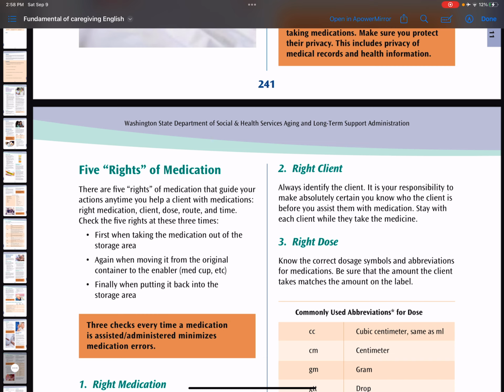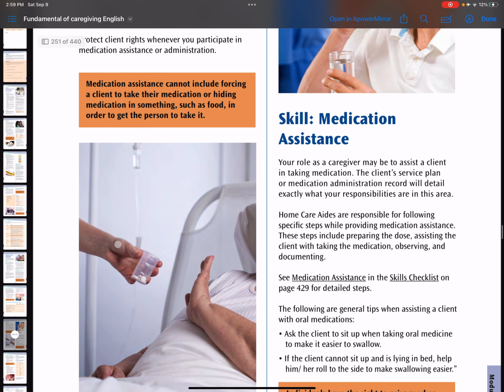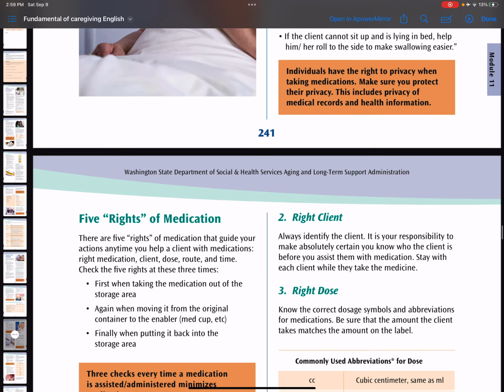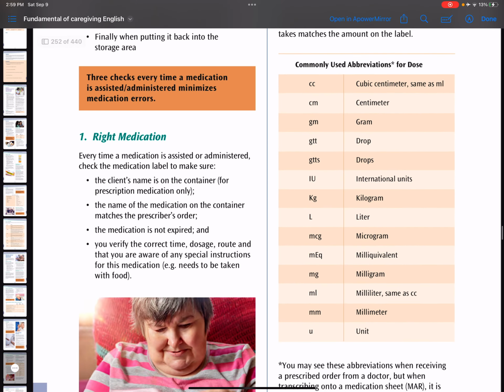Okay, what's the right medication? We said we have 5 rights: the right medication, the right client, the right dose, the right route, and the right time. So let's see, what does the right medication mean? The right medication means to make sure you have the right medication. It's self-explanatory. The client name is on the container, and for the prescription, the name of the medication on the container matches the prescribed order. You have to match. And you need to look at whether the medication is expired or not.